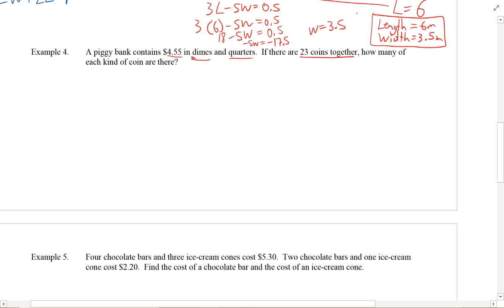Okay, so what letters can we use? What would be descriptive letters? Exactly, right? D and Q. Lowercase or capital, does it matter? No, okay? So I'm just going to say D equals the number of dimes. So that's how many coins I have, which is a little bit important because it's different than what the value of dimes is that I have, okay? And the other one would be quarters. Q equals number of quarters.